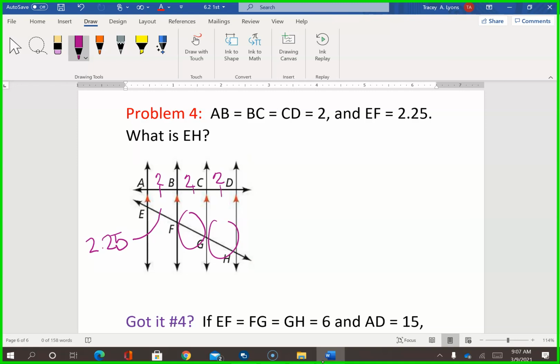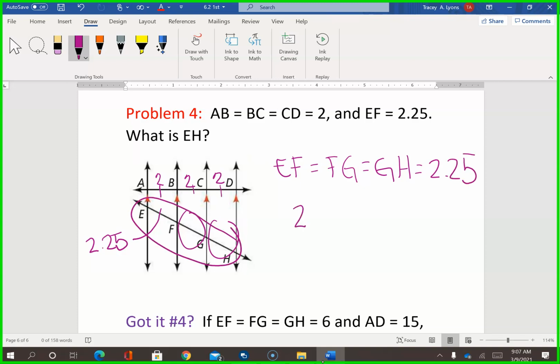What do you know about this one and this one? They're all 2.25. So is there going to be a lot of work? Probably not. We want EH only, the length of it. So EF equals FG equals GH, and they're all 2.25. If they want the entire thing, we just take it times 3. That's 6.75. Again, just make sure you're answering the question at the end of that one.